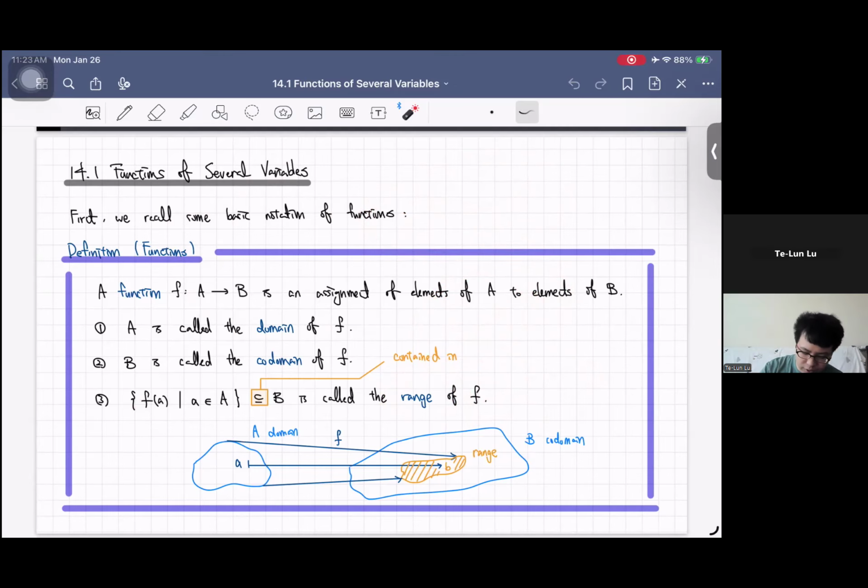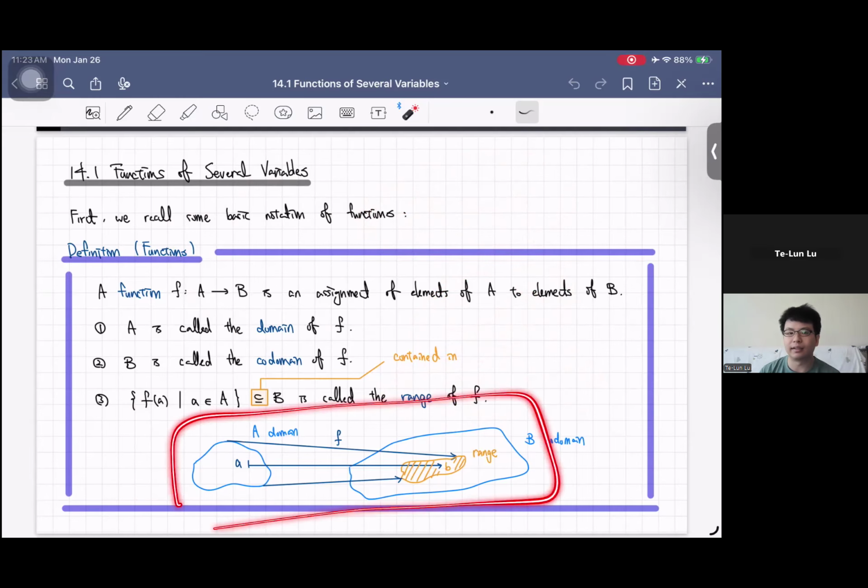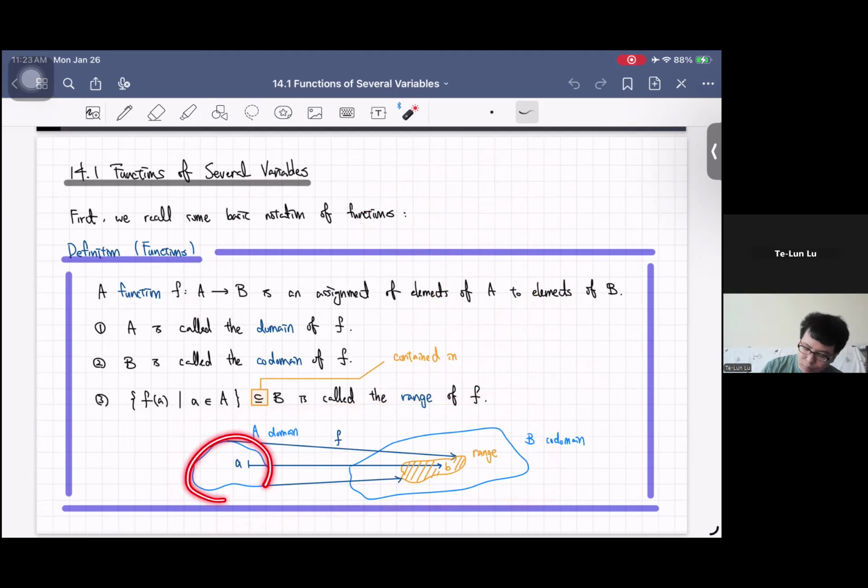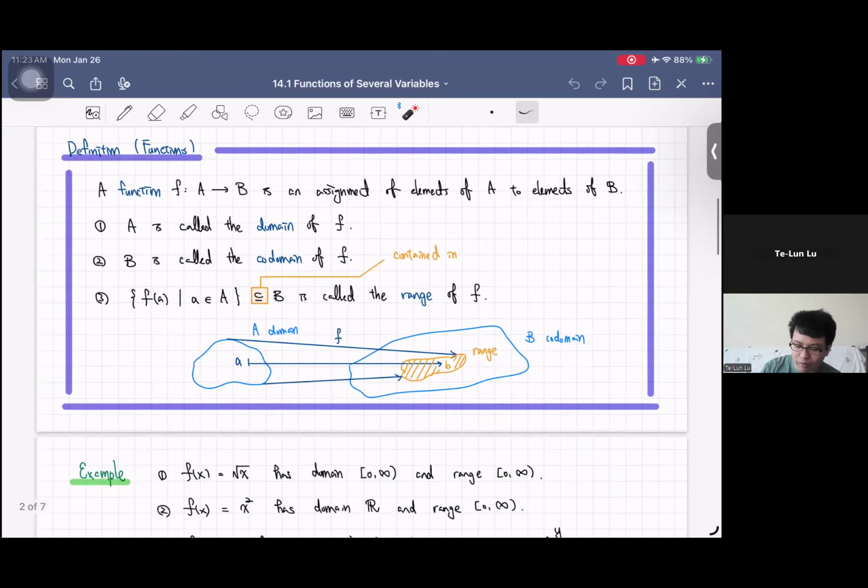Okay. So here is a small figure about the function definition. This will be the domain A. This will be the codomain B. And we're actually interested in how f behaves on A, meaning that we're interested in how big and how large the range of A is. Okay. And obviously the range is a small subset of B.